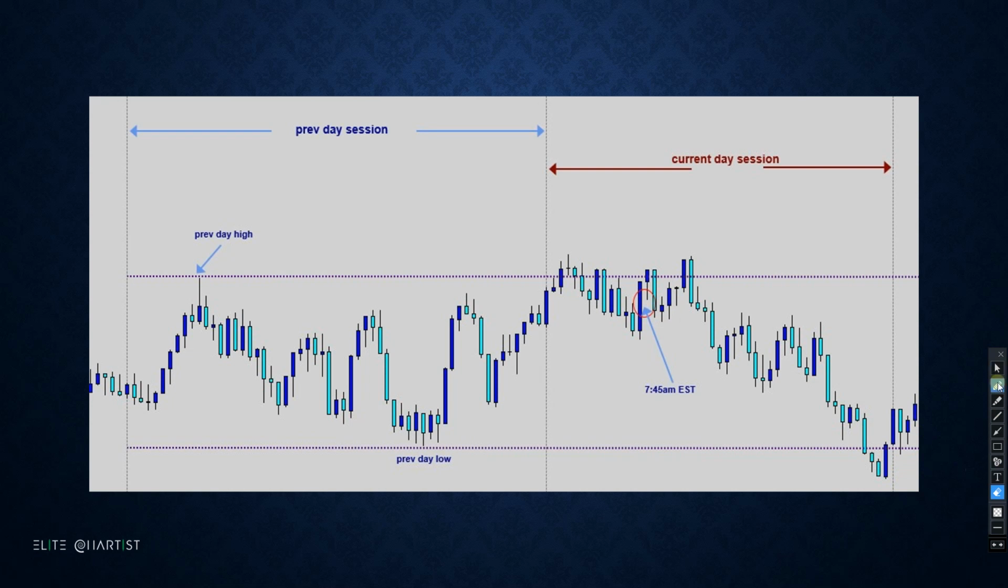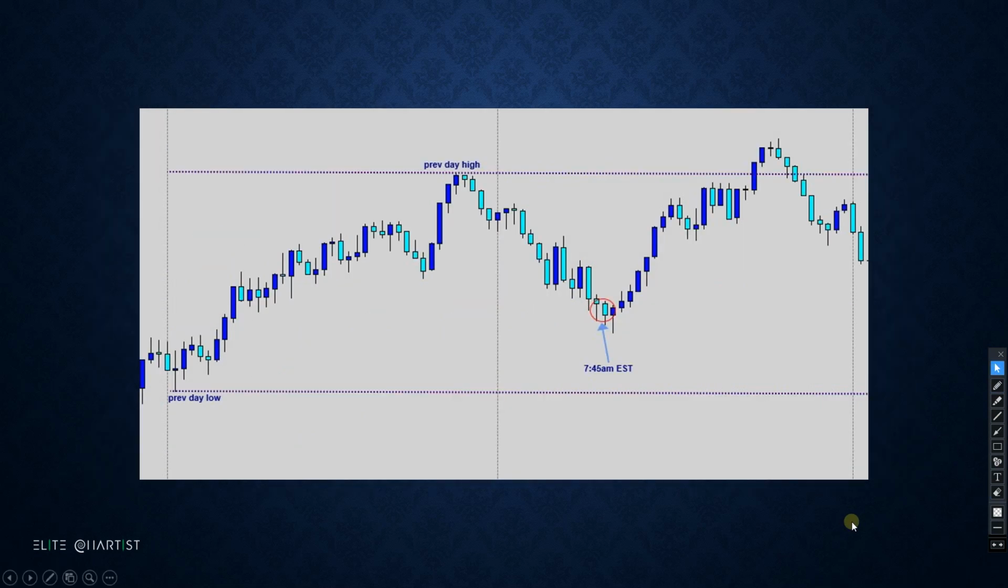And how do we mark this day to day? Here's another example. Current day is on the right side. Previous day is on the left side, in between the perforated lines. So we mark the previous day low down here, extend that horizontal line, previous day high up here, extend the horizontal line. 7:45 a.m., we are floating in between them. So it's an inside day.